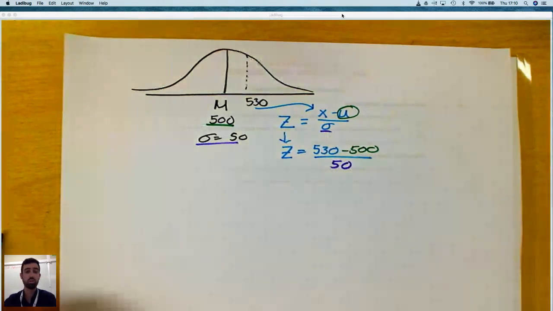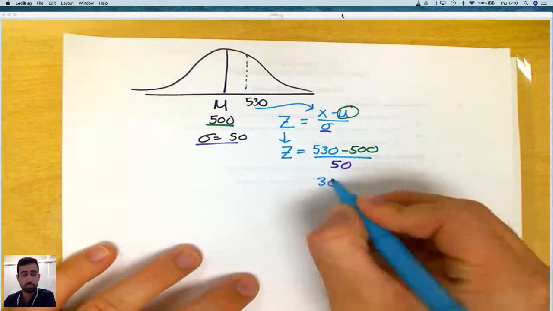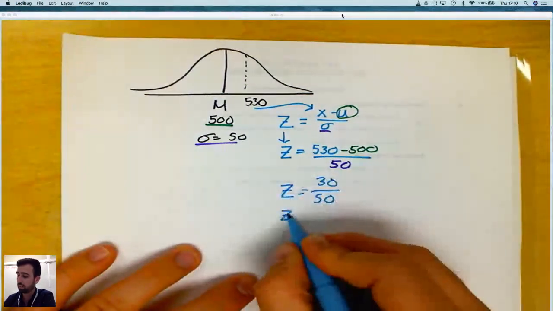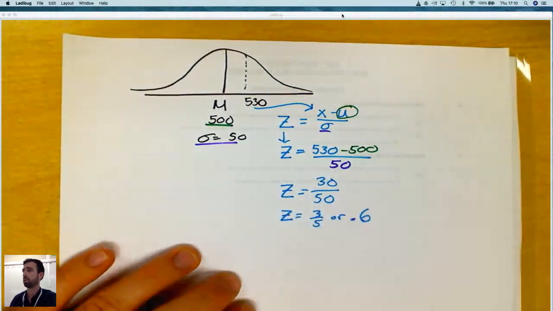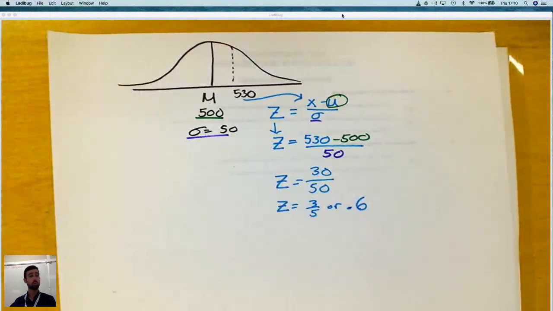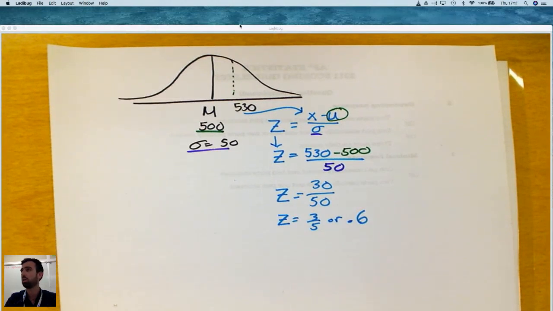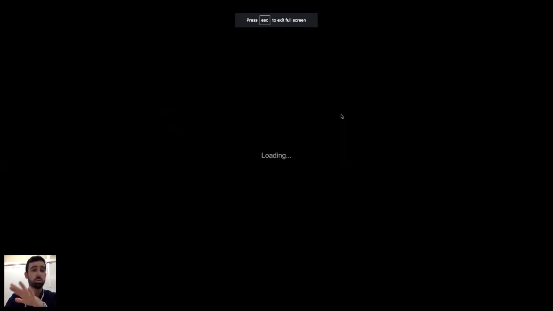So like I said before, then you just calculate it. 530 minus 500 gives me 30. Divided by 50 equals my z-score. So I get a z-score of 3/5 or 0.6. Pretty straightforward. It will get more complicated, and I have some questions to help us out with that. But that is essentially calculating z-score. So we got the z-score, which is 0.6.